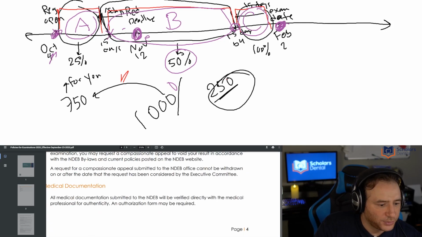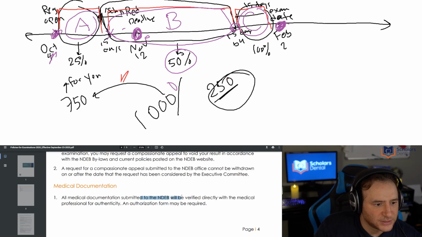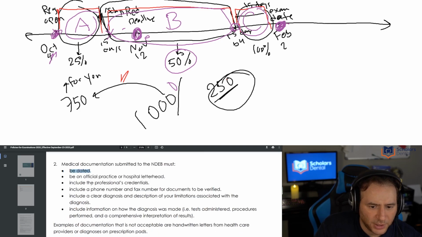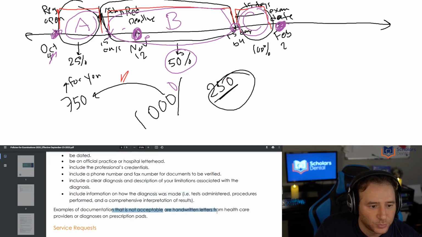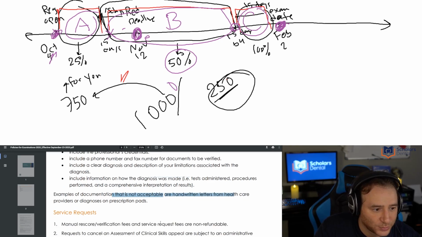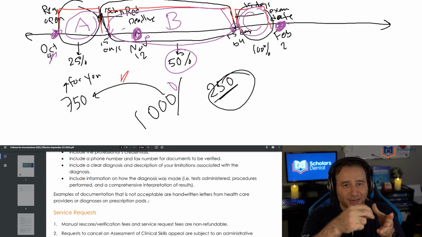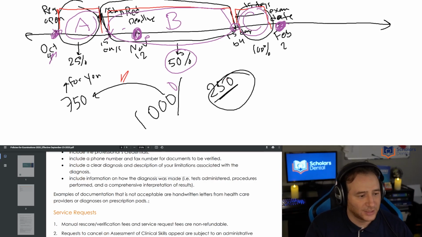Okay. Medical documentation. Medical documents submitted to NDEB will be verified directly with the medical professional. They'll be checking it out. Medical documents must be dated, be on official practice or hospital letterhead, and include the professional's credentials, a phone number, a clear diagnosis, a description of your limitations associated with the diagnosis, and information on how the diagnosis was made. Examples of documents that are not acceptable are handwritten letters from healthcare providers or diagnoses on prescription pads. So if you know a friend doctor who's just going to write something handwritten like, hey, this guy can't go to the exam because he's like this, that doesn't work. It has to be something more official.